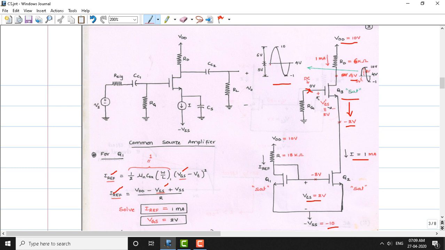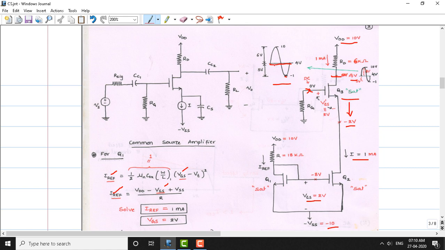We know that the positive swing can go up to VDD, which is 10 volts, and the negative signal can go up to VG minus VT, VGS minus VT, VG minus VT actually. So VG minus VT is nothing but 0 minus VT, which is minus 1 volt. So the negative signal can go all the way down to minus 1 volt. Now we can see the difference here. We already have the drain voltage at 4 volts. The 4 volts exists here at this level, so across 4 volts my AC signal will swing.